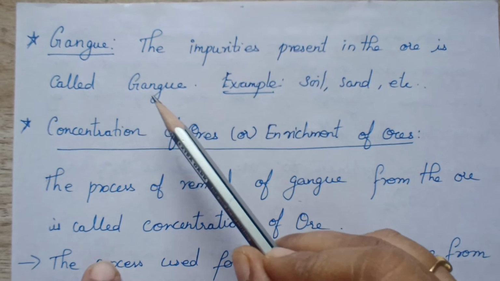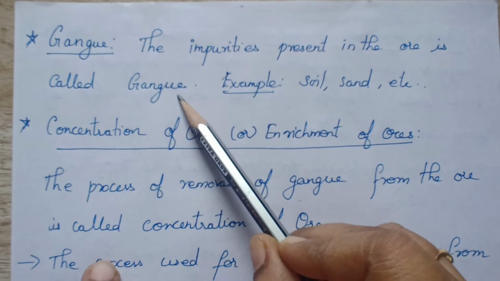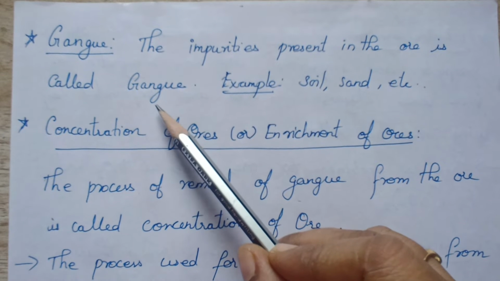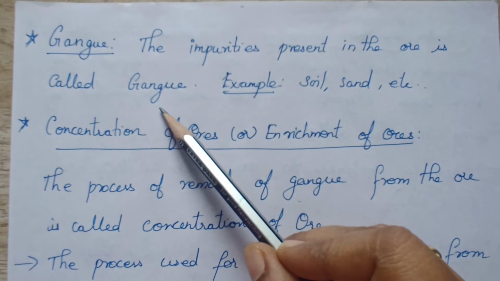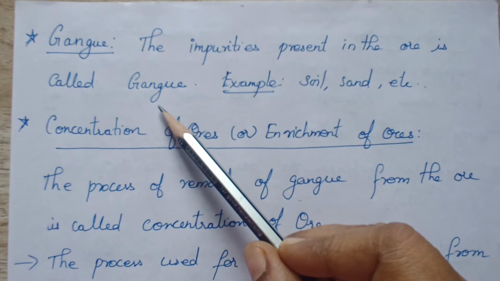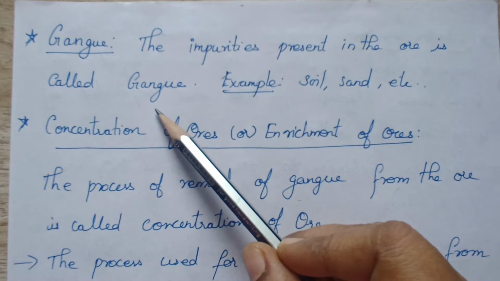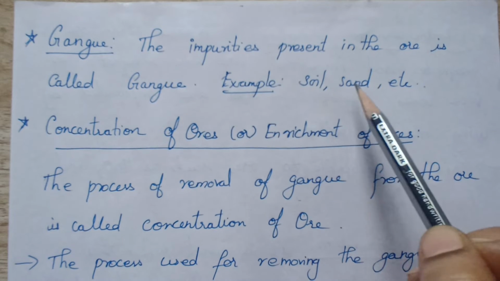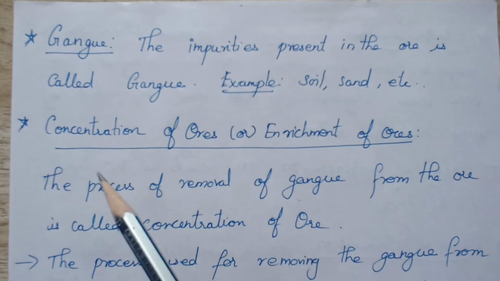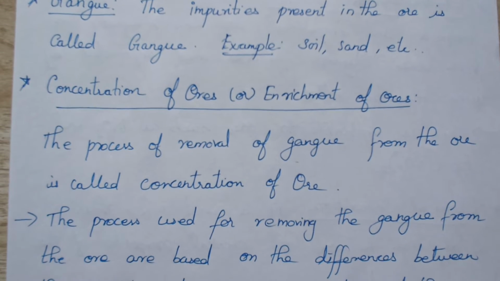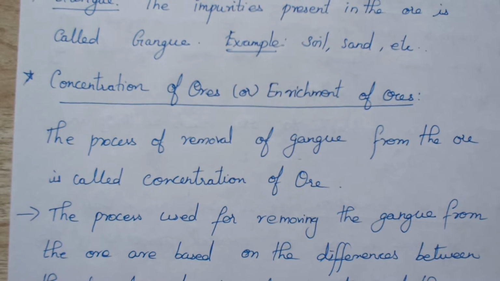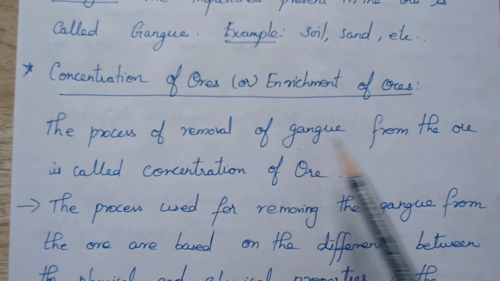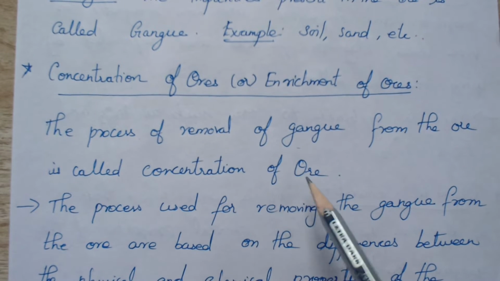Because we are mining the ore from the earth crust, it is not separately kept in a shelf or something else. The earth crust contains many things, right? Not only the mineral. So those impurities have to be first removed. That process is called concentration of ore, or we can say it is enrichment of ores. The process of removal of gangues from the ore is called concentration of ore.